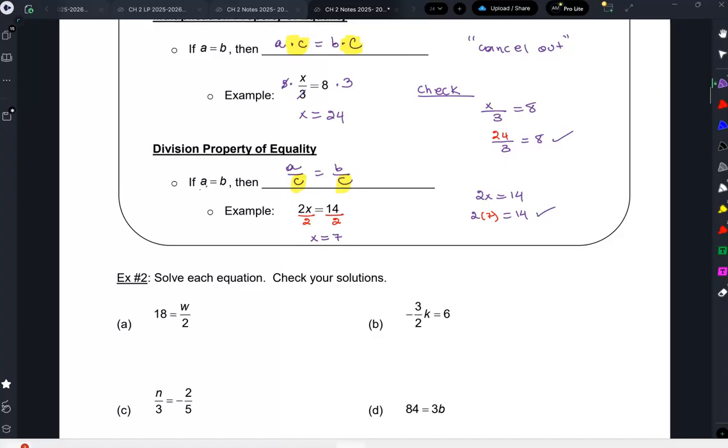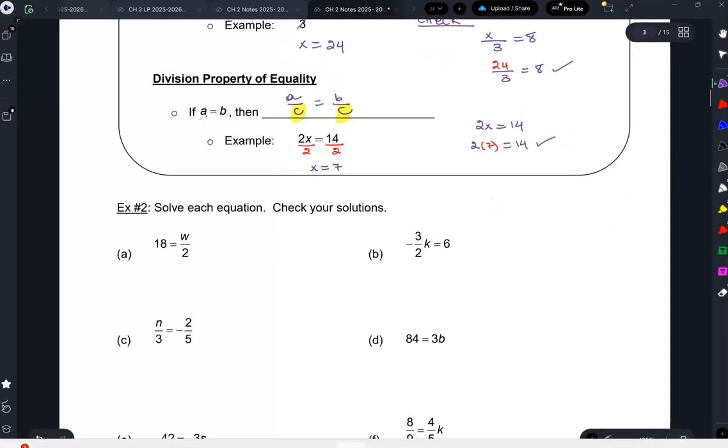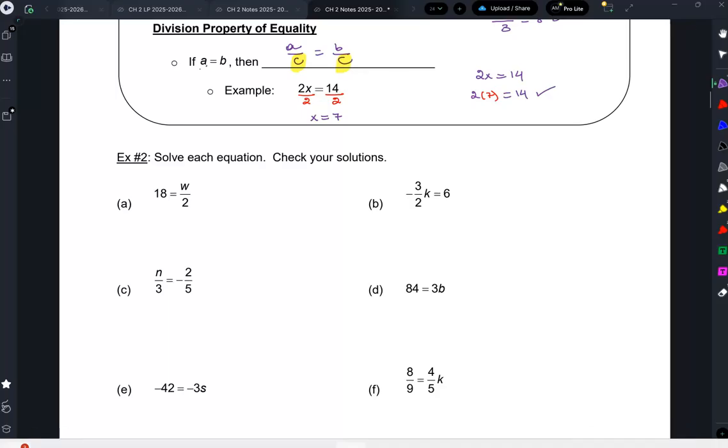Look at this one. 18 equals W over 2. So what am I going to do? What do you think? Leo, what do you think? Multiply. Multiply W over 2, and then these cancel out. So W equals 36.